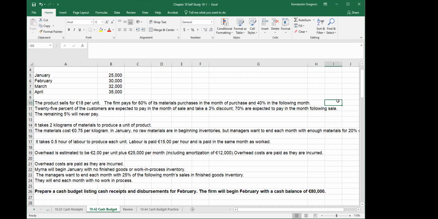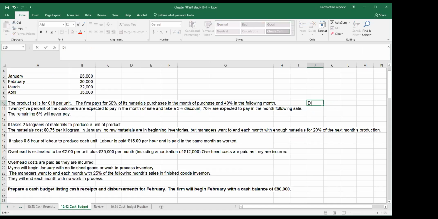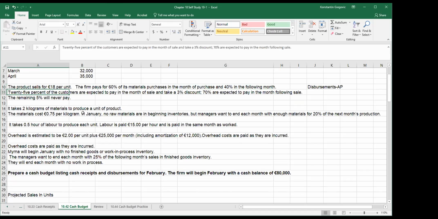So here's what I was talking about. This is your accounts payable now. This is your disbursement. So 60% in the month, 40% in the following month. 25% of customers are expected to pay in the month of sale, 3% discount, and then 70% are expected to pay in the following month. The remaining 5% will never pay.